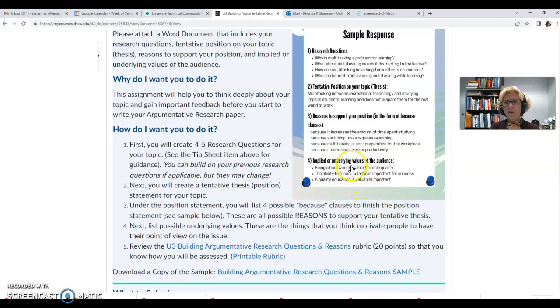So remember that your underlying values are not your reasons. They're the philosophies or admirable traits that you're focusing on and why you want to argue for your position. And you don't necessarily have to have 3 of them, but you need to at least have 1 or 2 that you think of that would play into your debatable issue.